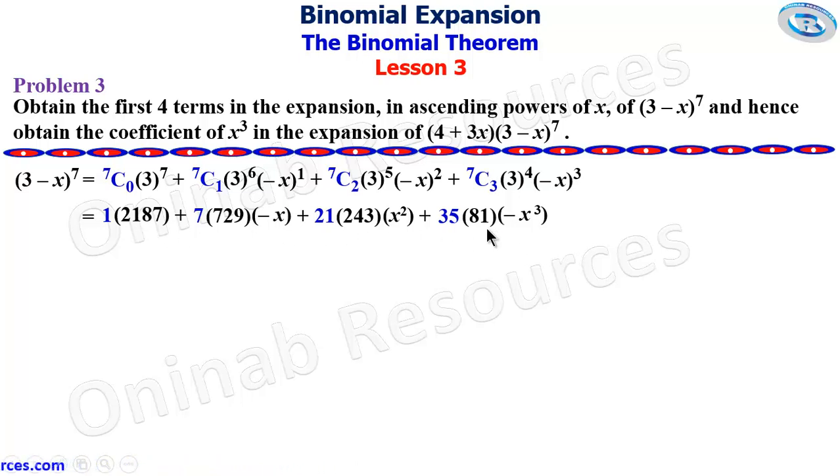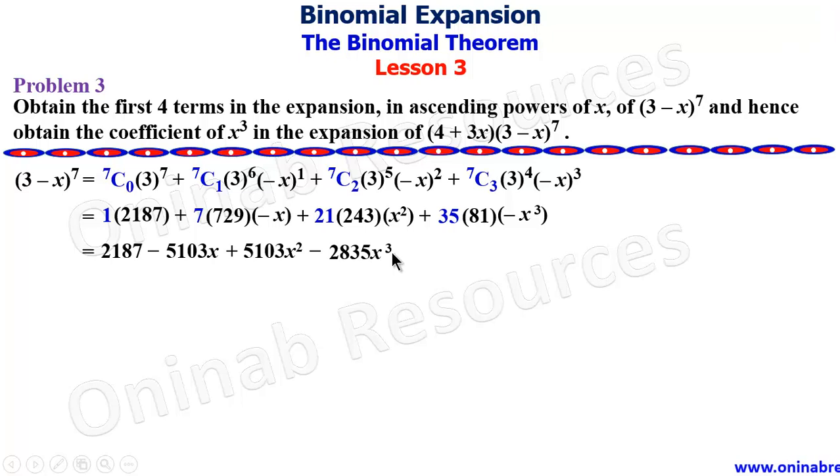We finally simplify, multiply out the coefficients finally. So the constant term is 2187. This is going to be minus, because negative times positive gives minus 5103x. This plus 5103x squared. Then this one again is going to be minus, plus and minus. That's minus. Then multiplying this, we have 2835x raised to power 3. So we're done obtaining the first 4 terms in the expansion in ascending powers of x.